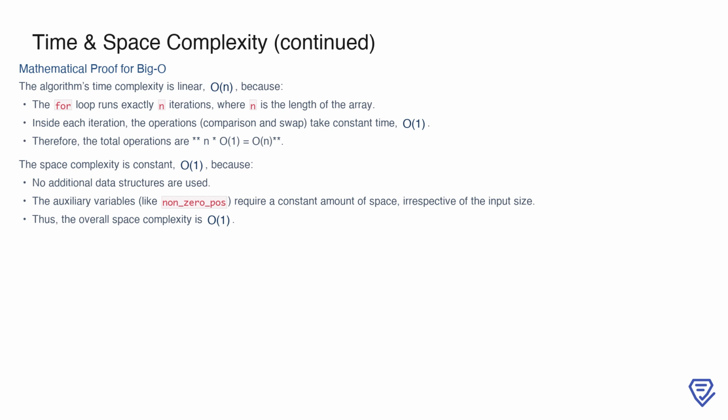Within each iteration, the operations, such as the comparison and the swap, are executed in constant time, O(1). Combining these, the total number of operations is n times 1, which simplifies to O(n). For space complexity, the algorithm does not use any additional data structures. It only relies on a constant number of auxiliary variables, such as non_0_pos, which require O(1) space regardless of the input size. Therefore, the overall space complexity is constant, O(1). This proves the algorithm's efficiency in both time and space usage.